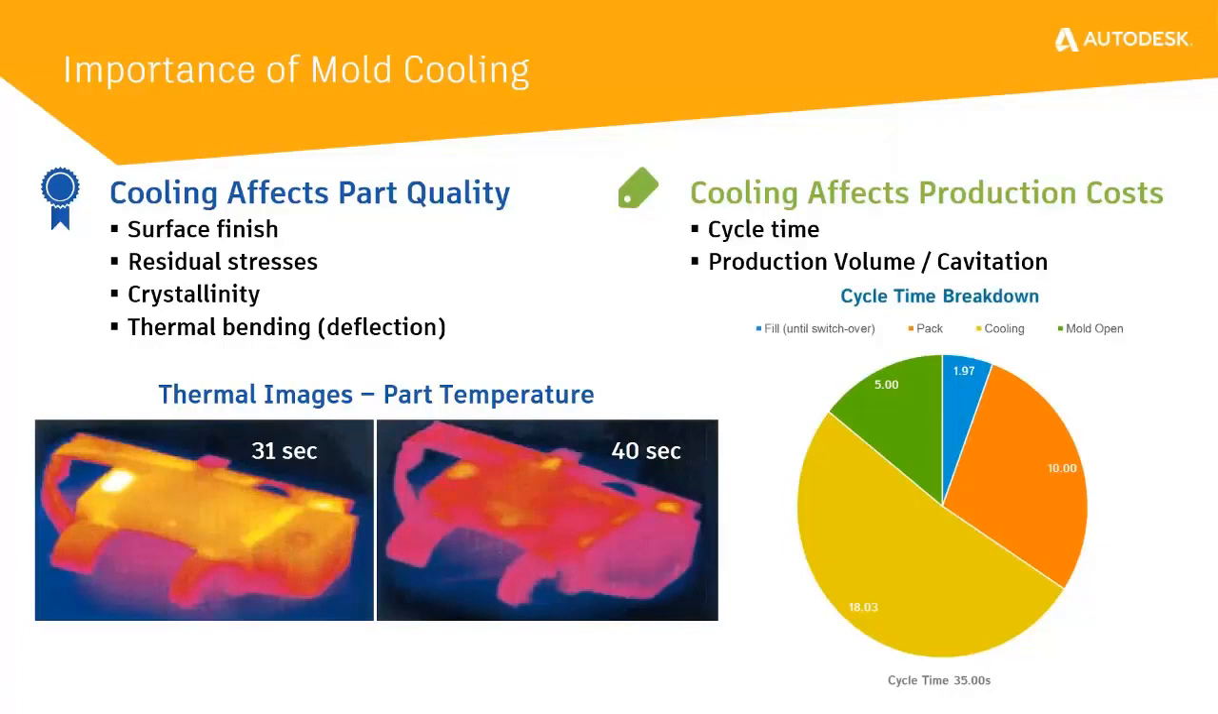Cooling time also affects the production and part cost. Typically, the cooling phase of an injection molding process makes up the majority of the cycle. And since time is so critical to production and part cost, reducing the cycle time on a part can equal significant savings. The cycle time can also influence the decisions on the number of cavities that are required in a mold to meet specific production requirements.